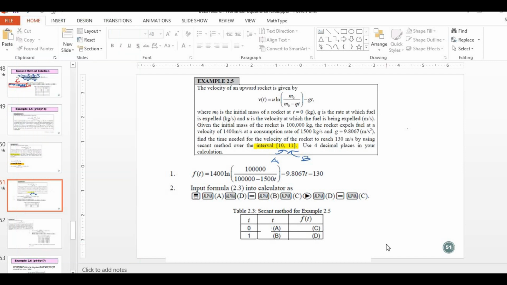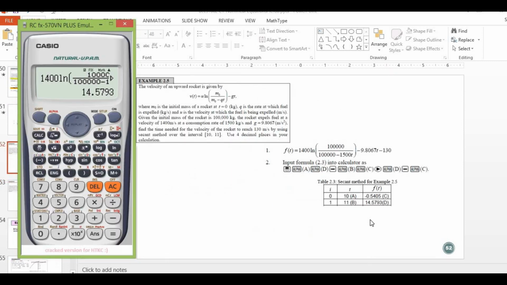Okay, so try again just to compare. So for 11, we will have 14.5493. So we have the constant here.